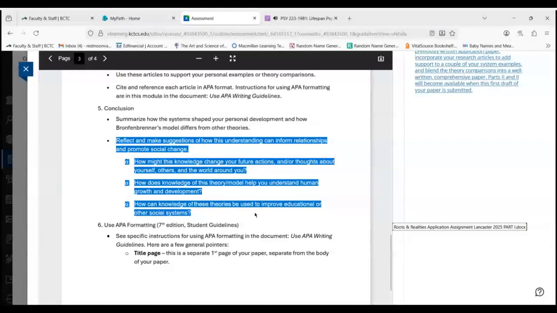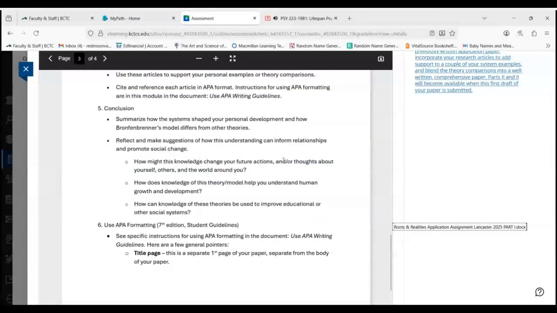And I mentioned this a little bit ago, but how might this knowledge change your future actions and thoughts about yourself and your thinking about others, the world around you? But really go into depth about this. How does the theory help you understand human growth and development beyond yourself, beyond your family or your children or your parents? It's other people. How do you understand other people?